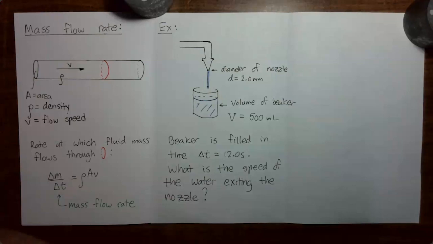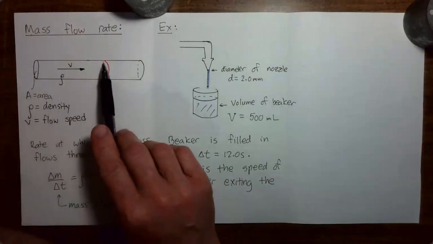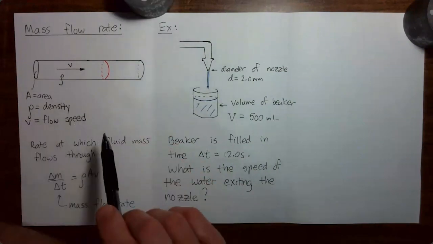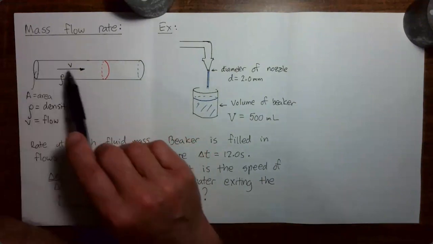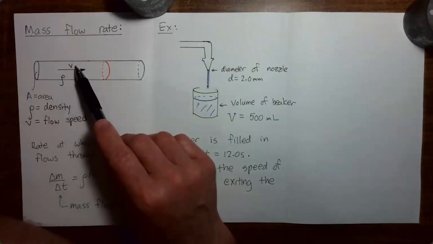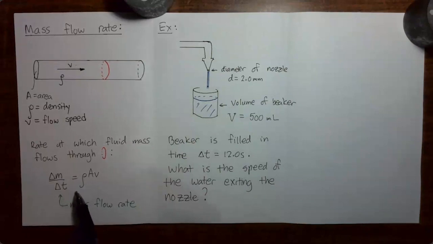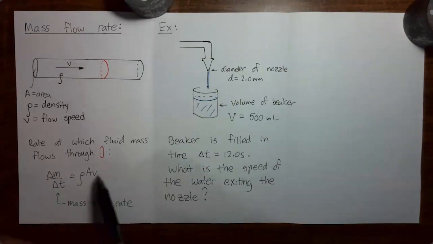In the previous video, I introduced you to the idea of the mass flow rate. We can think of the mass flow rate as the rate at which fluid mass flows through some marked cross-section in a pipe. We saw in the previous video that if we have a fluid with density rho flowing through a pipe with cross-sectional area A at a flow speed v, then the mass flow rate, delta M over delta T, is equal to the density multiplied by the cross-sectional area of the pipe multiplied by the flow speed.